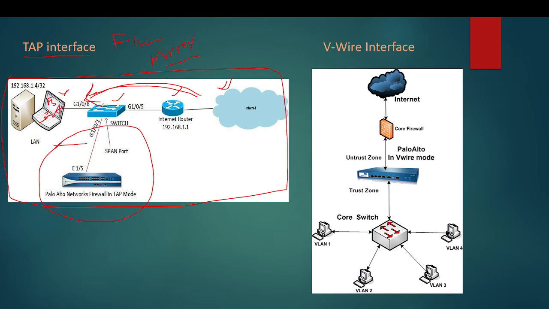For that purpose we are using a firewall with a tap interface. We attach the firewall to the switch. The interface we connect here on the firewall, we configure as a tap interface. And on the switch side, the interface you have configured is a SPAN or mirror interface.